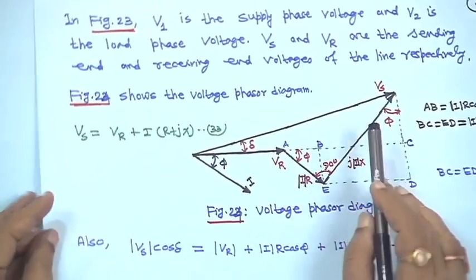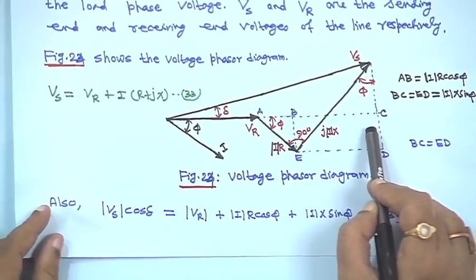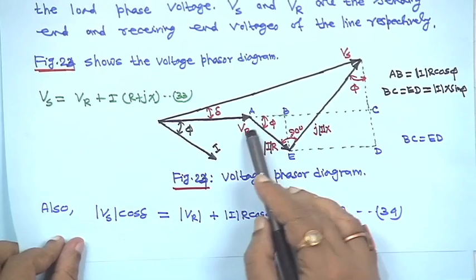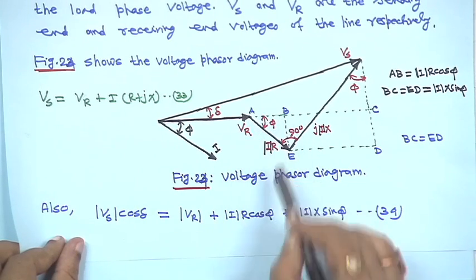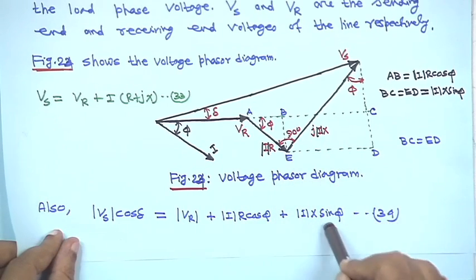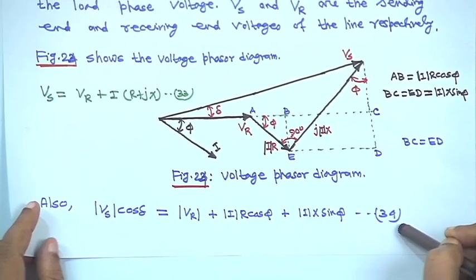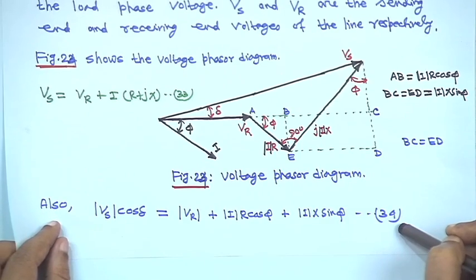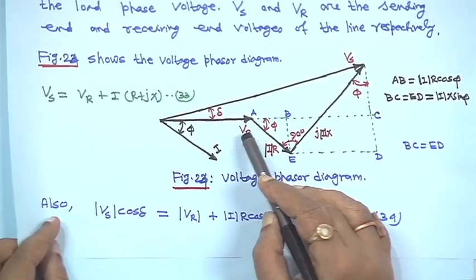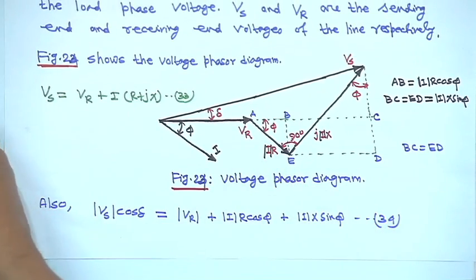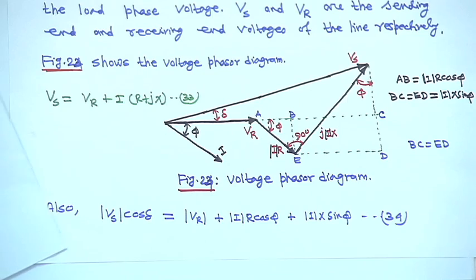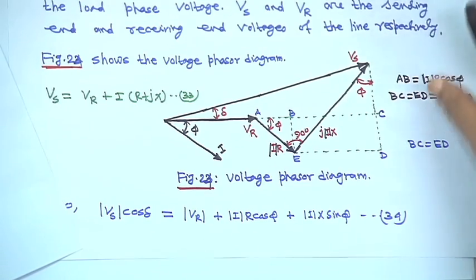Therefore, for the sending end voltage you make the projection on it. So, magnitude Vs cosine delta is equal to Vr, this is the receiving end, plus AB, that is IR cos phi, I is the magnitude of the current, plus BC, that is magnitude Ix sin phi. So, this is equation 34, but this phase angle delta between your sending end and receiving end is very small, negligible. So, usually delta we can take as approximately 0.